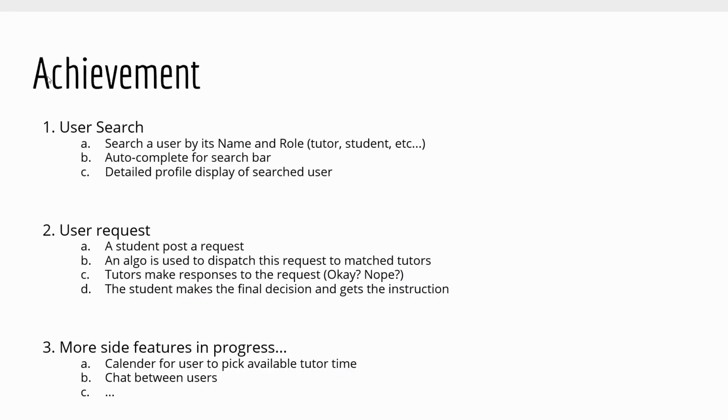And then the student could make the final decision based on the accepted tutors and finish this stage, starting the new stage named instruction. The third achievement is a lot of side features that are still in progress, such as calendar and chat between users. This is the main achievement for the implementation team.